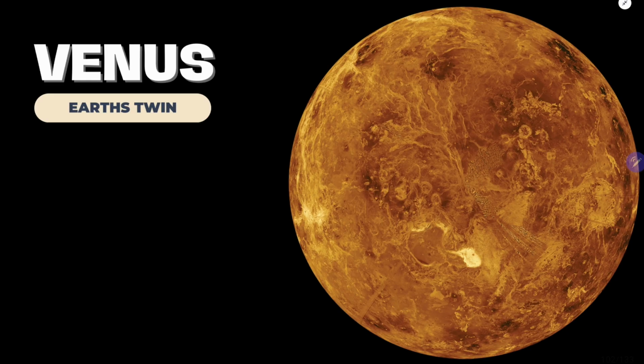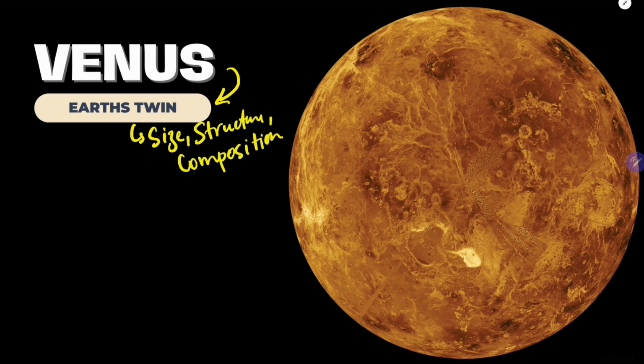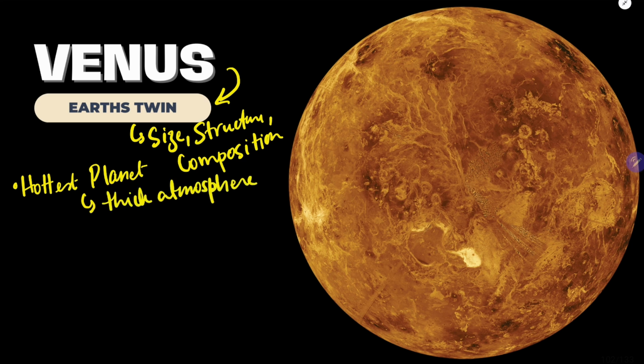Venus is the second planet from the Sun, and it's often called Earth's twin. This is because it is similar in size, structure, and composition to the Earth. It is the hottest planet in the solar system. This is because its thick atmosphere traps heat due to the greenhouse effect. Its surface temperatures can reach as high as 475 degrees Celsius, hot enough to melt lead.